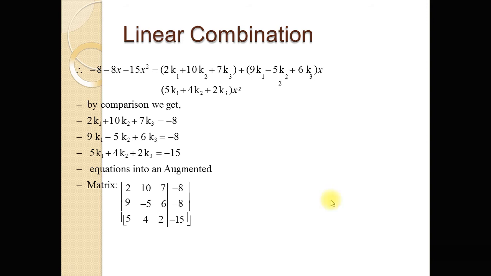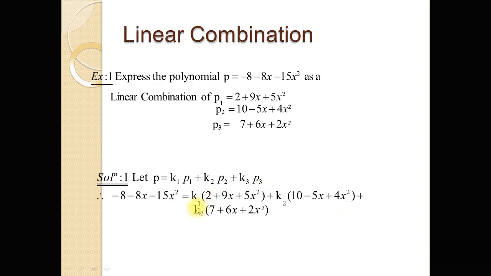For verification, if we put in the values of k1, k2 and k3, after simplification we will definitely obtain -8 - 8x - 15x². Then the polynomial p will be the combination of p1, p2 and p3. But in this question, it is already given that p is a linear combination of p1, p2 and p3, and we need only to express this polynomial as a combination of p1, p2 and p3.